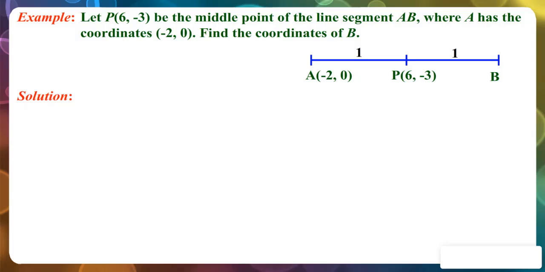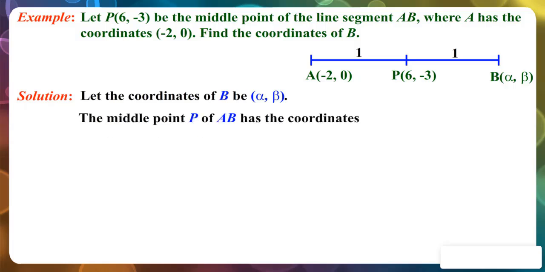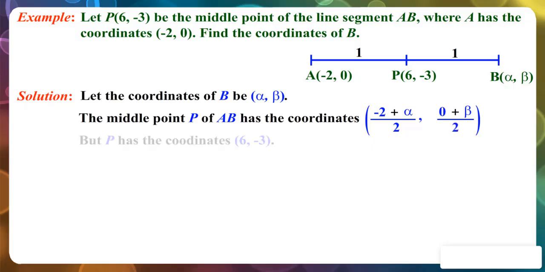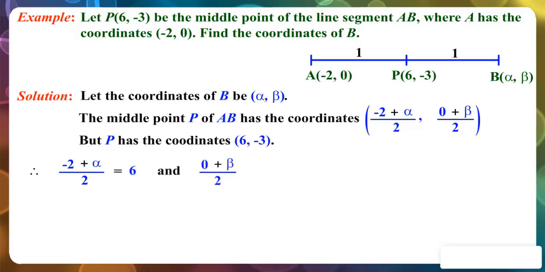Let's solve this. Let the coordinates of B be (alpha, beta). The middle point P of AB has the coordinates ((-2 plus alpha) divided by 2, (0 plus beta) divided by 2). But P has the coordinates (6, -3). Therefore, (-2 plus alpha) divided by 2 is equal to 6 and (0 plus beta) divided by 2 is equal to -3.